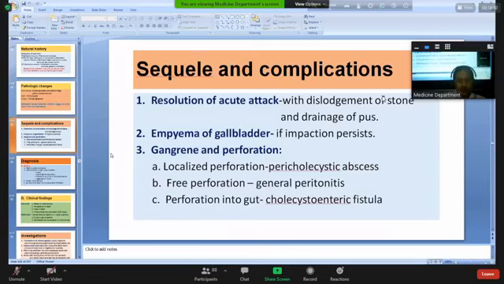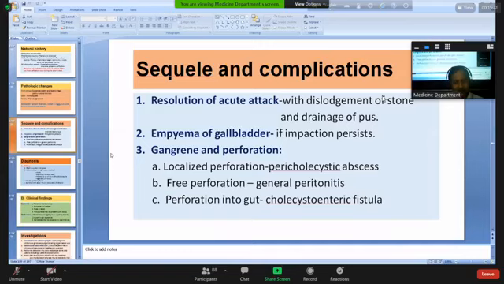What would happen if the patient is not under appropriate treatment? So there are some sequelae and complications. Number one, resolution of the acute attack. Commonly, if we start conservative treatment, or even without conservative treatment, most of the time there is dislodgement of the stone and drainage of pus, and the attack will be resolved. So this is the common sequela. Second is empyema of the gallbladder.